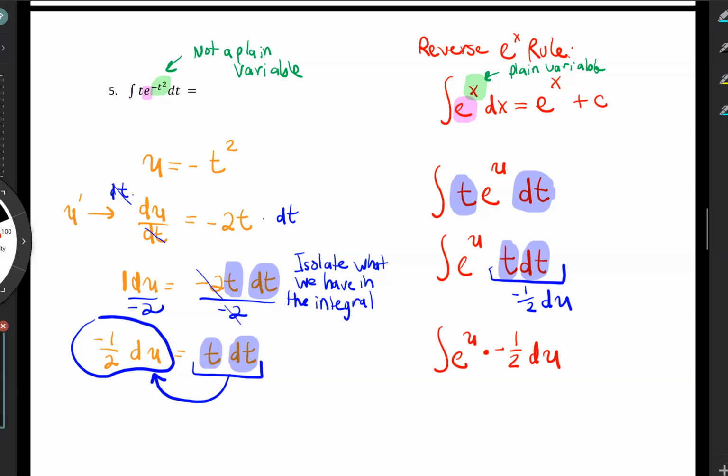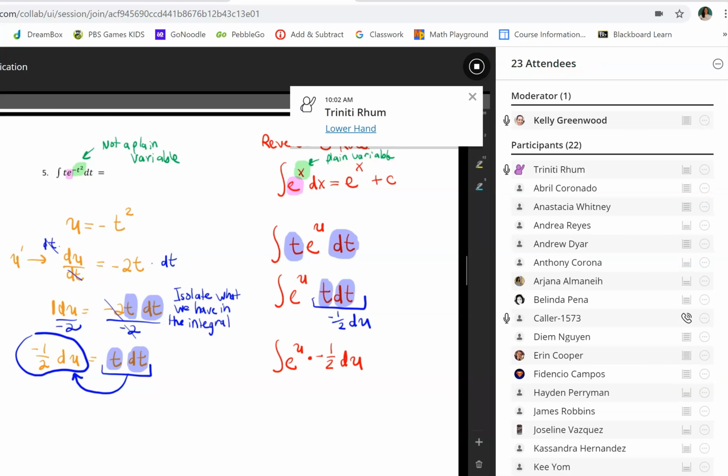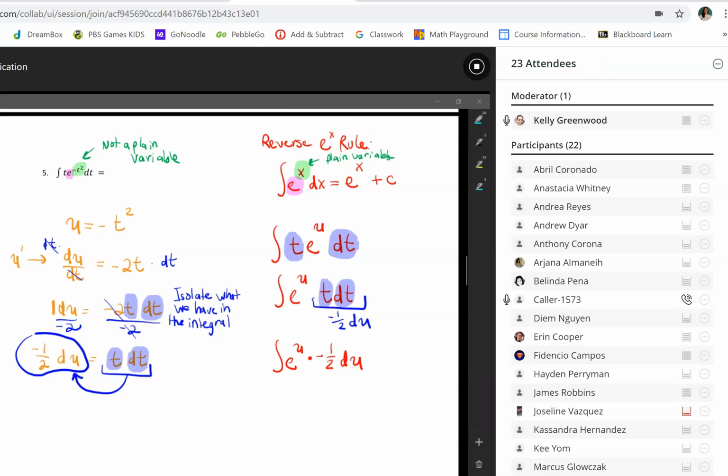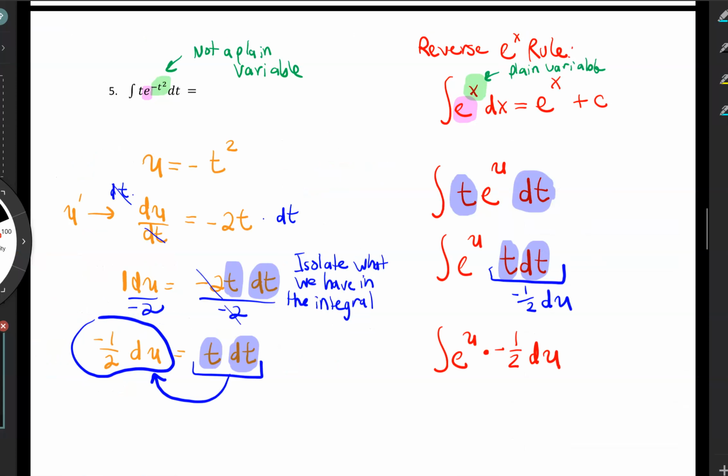Because remember, if your gut was telling you to do something different, we need to convince your gut why that was wrong before it can absorb the right way to do it. So let me pause. Are there any questions on what I've done so far? Go ahead. The part that I stopped at was right before we were going to isolate everything together, like the t dt. That's the part that I didn't get.